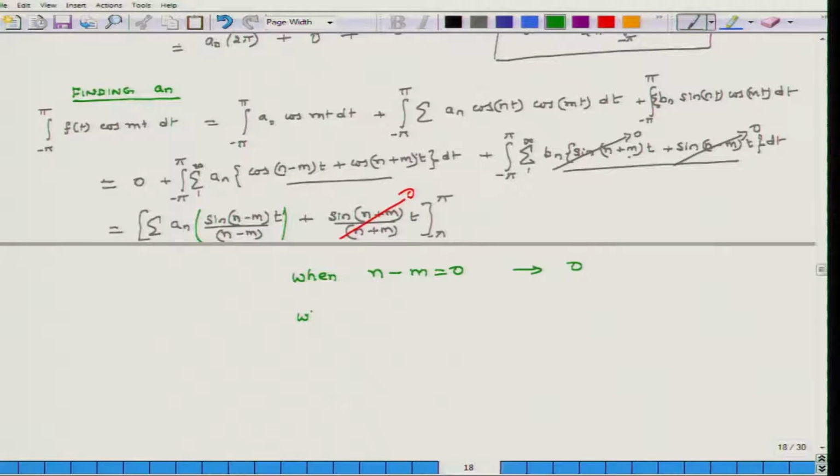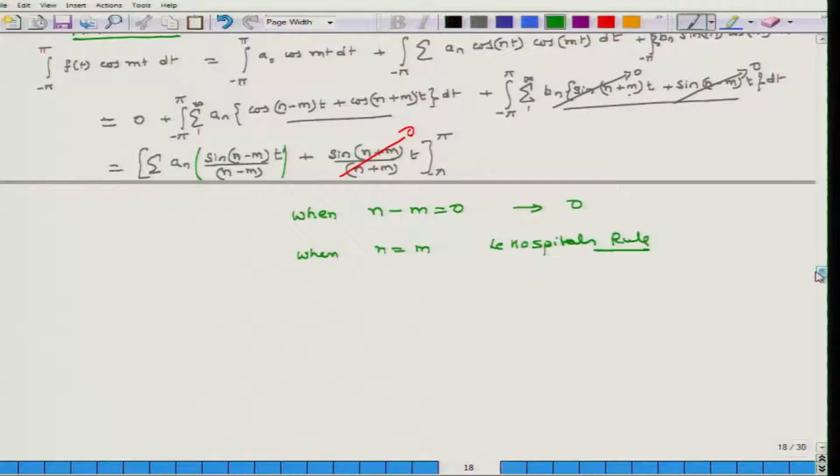When n is equal to m, then what happens? I have 0 in the numerator and 0 in the denominator, so I cannot calculate its value directly. How do I calculate the value? I calculate it using L'Hopital's rule. And we find that when n equals m, this term in the green is not 0.